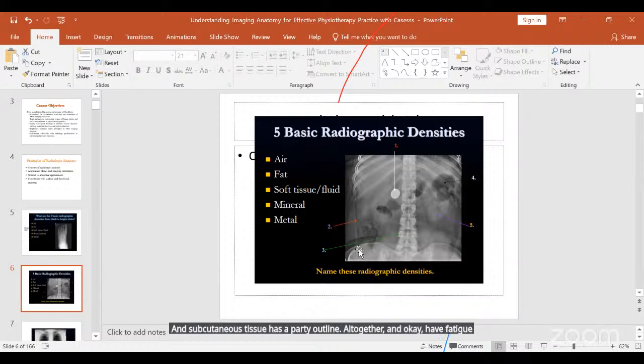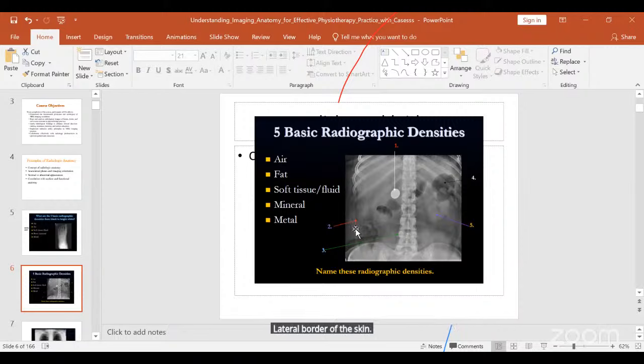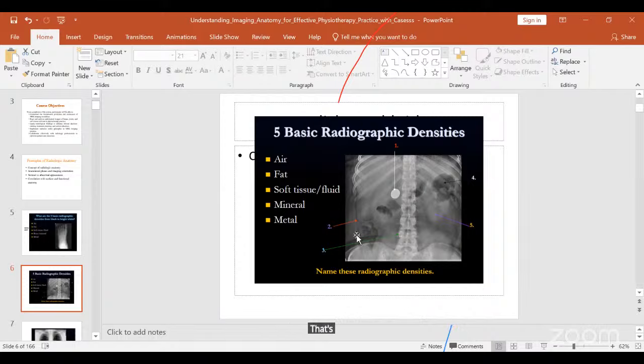Are we together? And it has fatty tissue. I look at it, it continues along the lateral border of the skin. And it appears more radiolucent, or what do we call it? High grade density? Yes. That's correct. Are we together? So that is subcutaneous fat. Can you see it? Now, how about number 3?